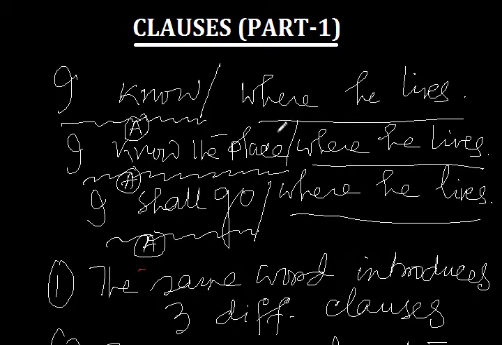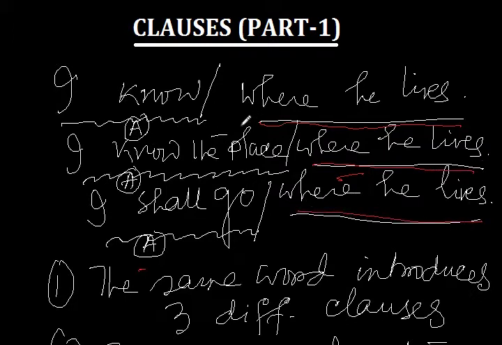I know where he lives. Look carefully. I know where he lives. I know the place where he lives. I shall go where he lives. Now you see all these portions are underlined: where he lives, where he lives, where he lives.